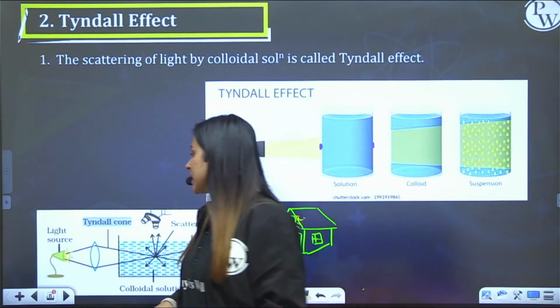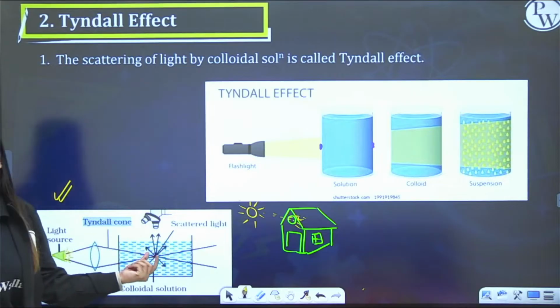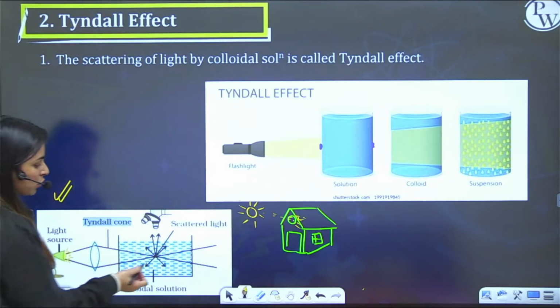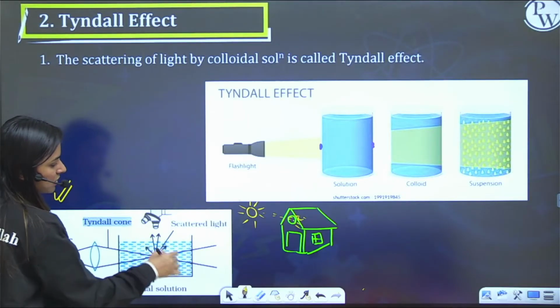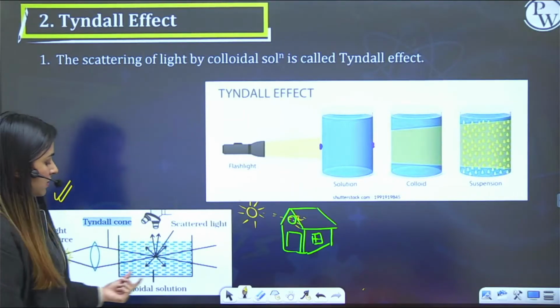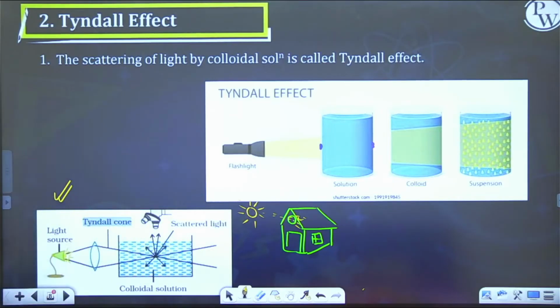Perfect. So this is how you have been shown that a particle scatters the light. You have a particle here, you pass the light here, and it will scatter the light in various different directions. This is a colloidal solution. I hope you're clear with this. If you want to draw these diagrams, please draw this and then we'll move forward.